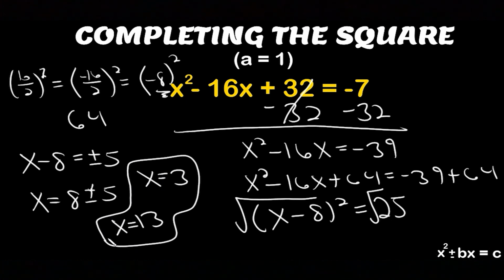All right? So that is how you complete the square when a is equal to 1. It's pretty straightforward. Just make sure that you're in the correct format, okay? Once you're in the correct format, then you can go ahead and add b over 2 squared on both sides. And then, again, you're just going to factor it and solve it.